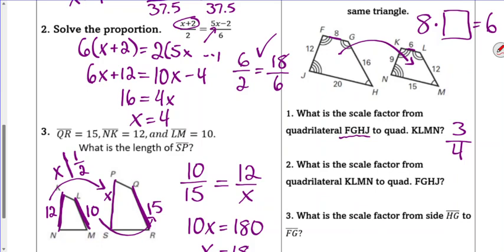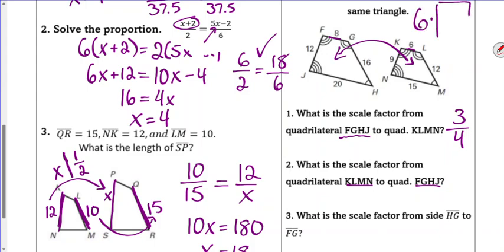Going the opposite direction, now we're going from KLMN to FGHJ. Oops, I didn't mean to erase that one. That's still 3/4. But now we're going the opposite direction. We're saying, what would we multiply 6 by to get us up to 8? And it's really just going to be that ratio flipped upside down. It's 4/3. And you could think of this as an equation where that's x, and then you divide by 6. 8 divided by 6 is the same thing as 4/3.